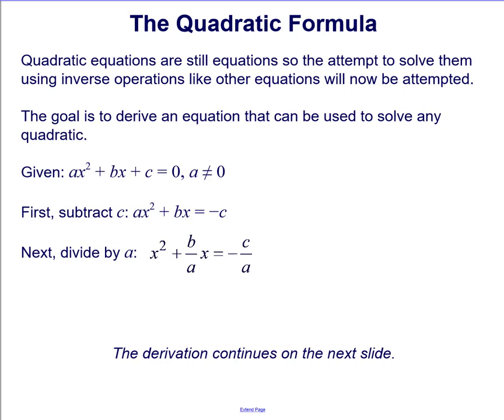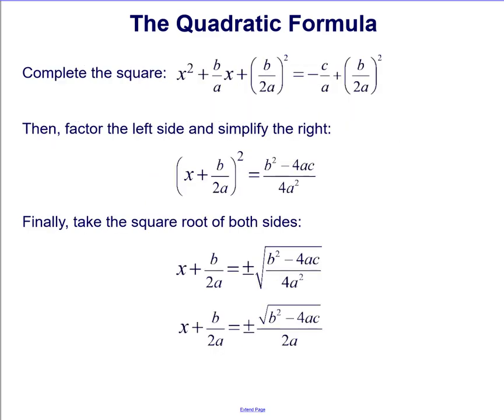So our next step will be to subtract c from both sides. And when we do that, we obtain the equation ax squared plus bx is equal to negative c. Now our desire is to get x squared with a coefficient of 1. To do that, I divide by a. So dividing everything by a gives us x squared plus b over a times x is equal to negative c over a. Let's continue on.